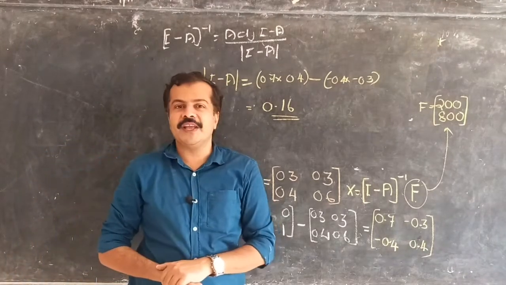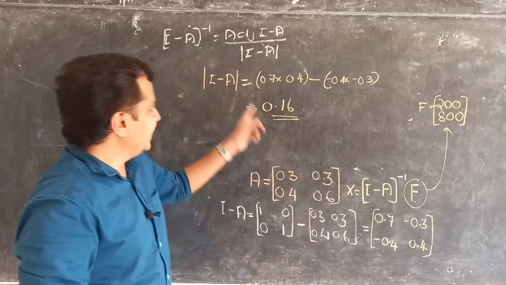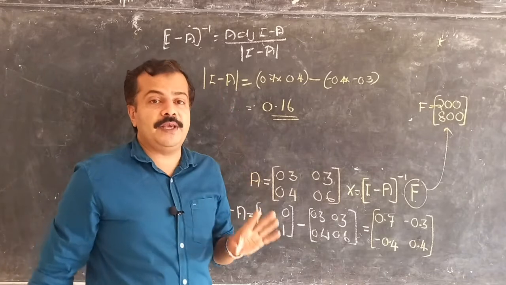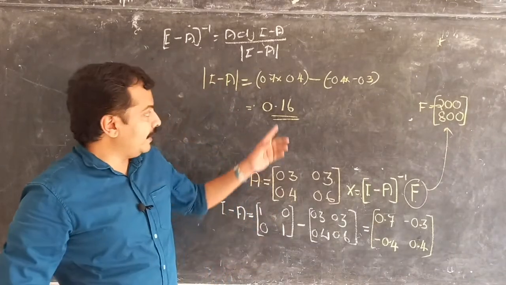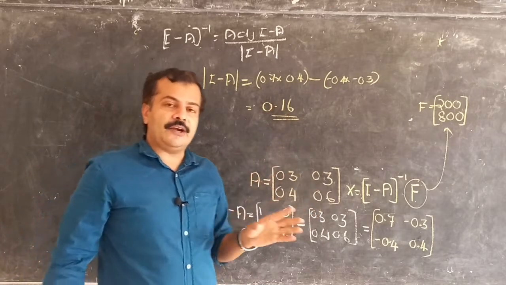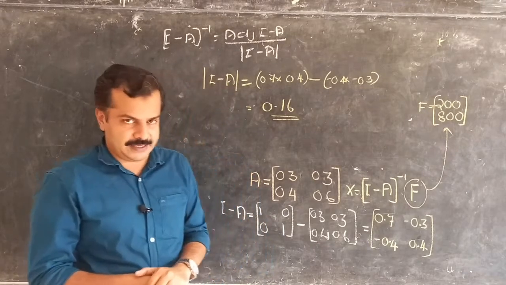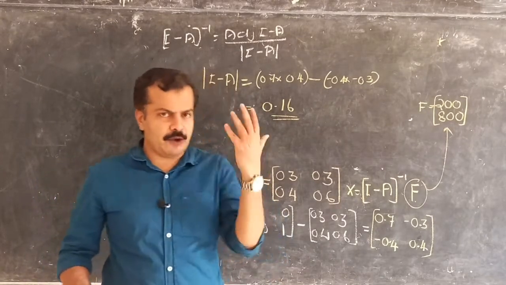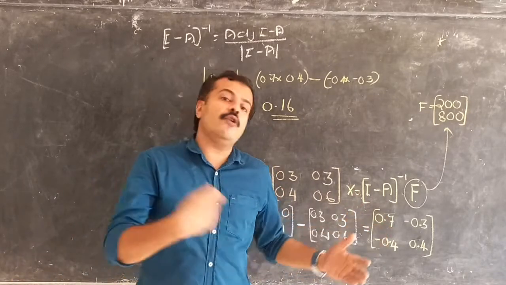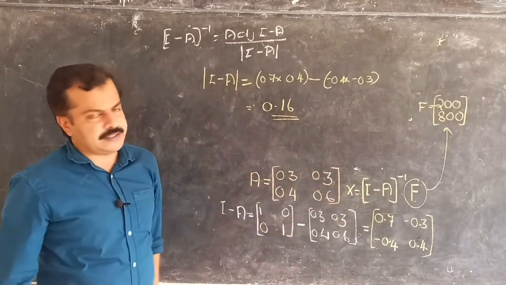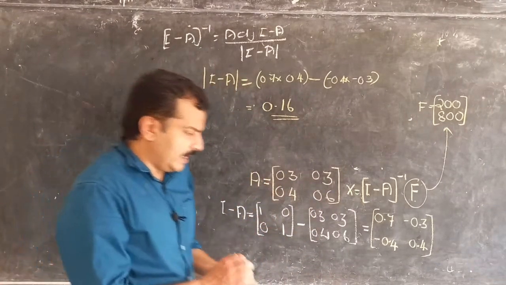One checkpoint here. You can solve an input-output model provided I minus A is a non-singular matrix. If you get a value of 0 here, you cannot simply solve an input-output table. Non-singular matrices, as we have already seen, are square matrices for which the determinant is not equal to 0, and we got 0.16 as the value. So we do have a solution. Now we can easily apply it.